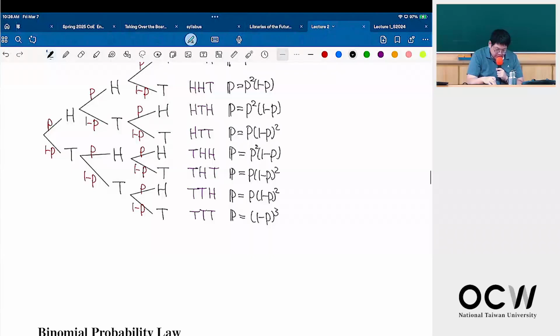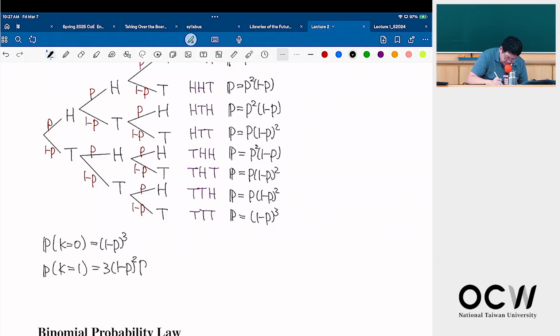So the probability of having just 0 heads will be 1 minus p cubed. Probability of getting 1 head, that's 3 times 1 minus p squared times p. 2 heads, that will be 3 times 1 minus p times p squared. And you have 3 heads, p cubed.